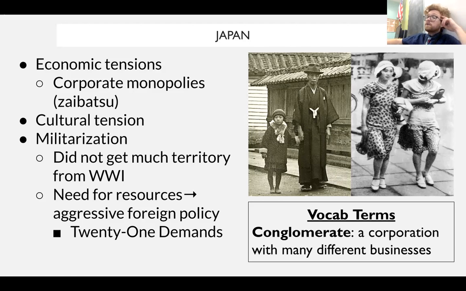So the need for resources is going to have a very aggressive foreign policy. Remember, Japan doesn't have much in the way of natural resources like oil or iron, so they have to get them either through trade with the US or by conquering new territories. Hopefully, they never start a war about this.